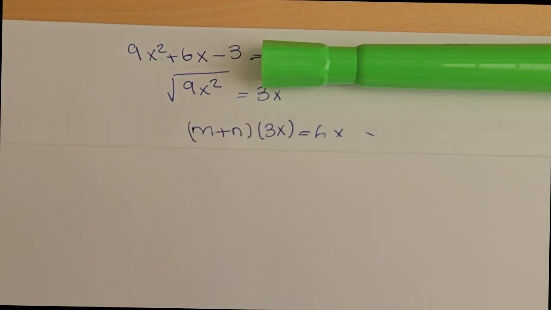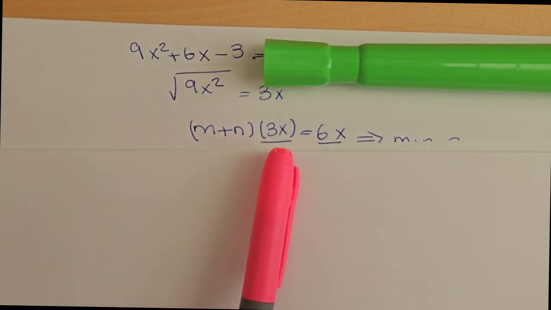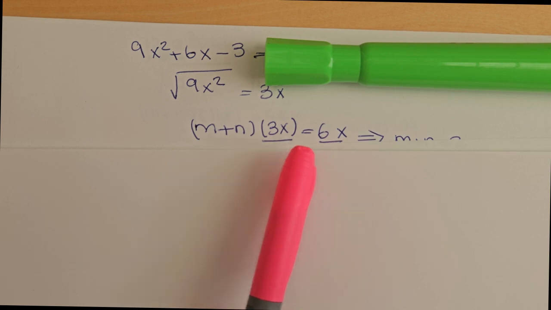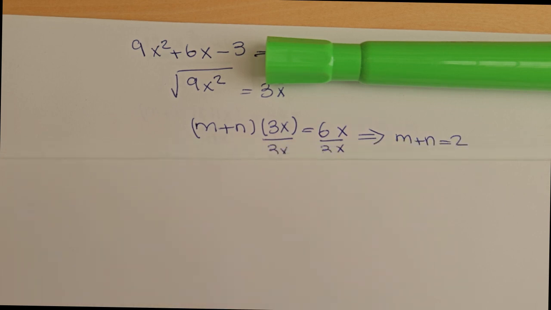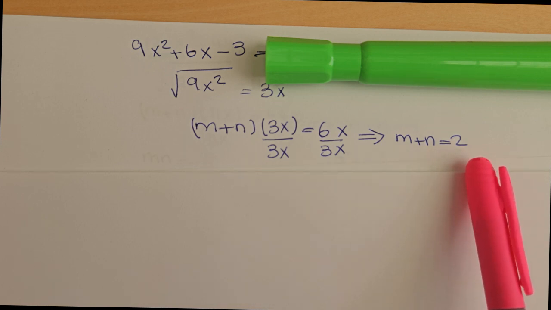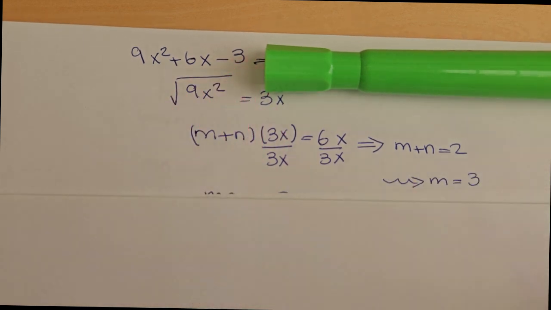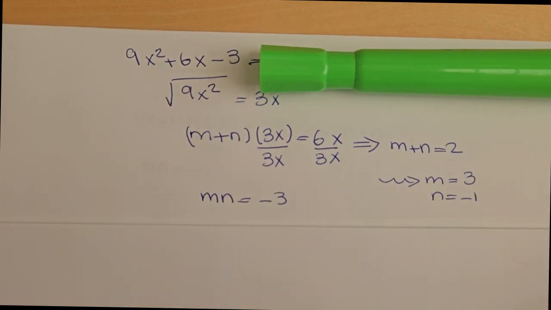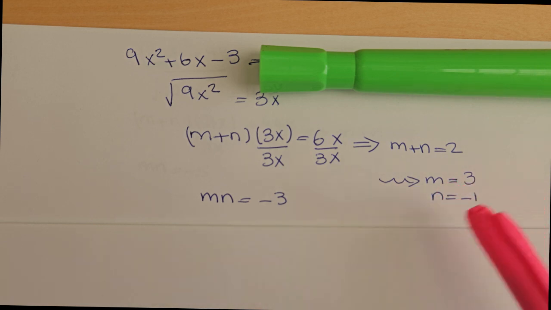Next, we know that if we add the two non-repeating terms multiplied by 3x, it should give us 6x, right? The 6x coming from here. Let's simplify both sides by dividing by 3x. So m plus n gives us 2. So the sum of the two non-repeating terms must be 2. Another piece of information comes from the constant. We know that if we multiply the two constants together, we must get -3, right? So one of the non-repeating terms is 3, the other one is -1.